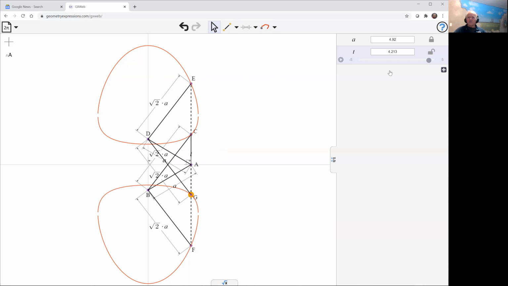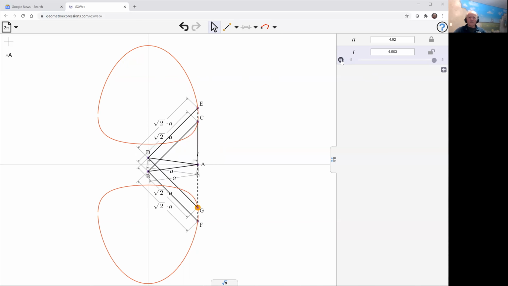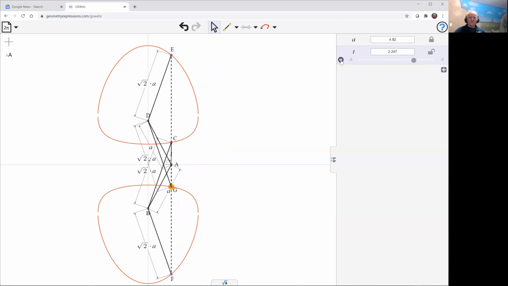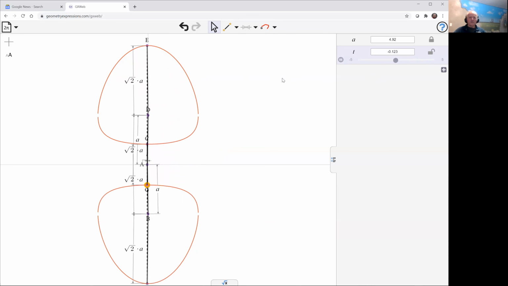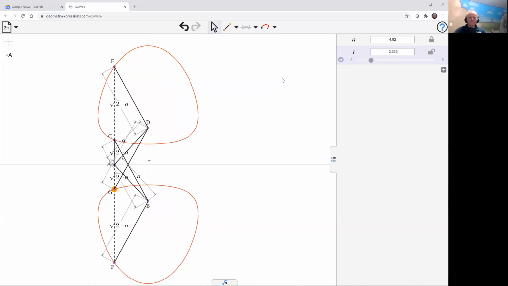And so there we can see the entire mechanism. Now we can animate it like that.